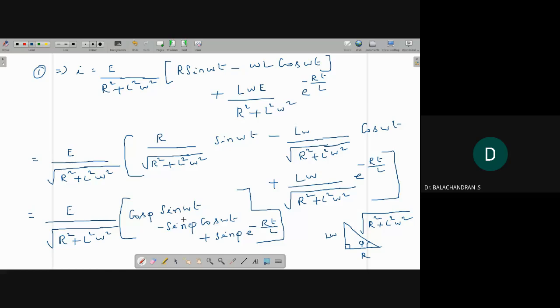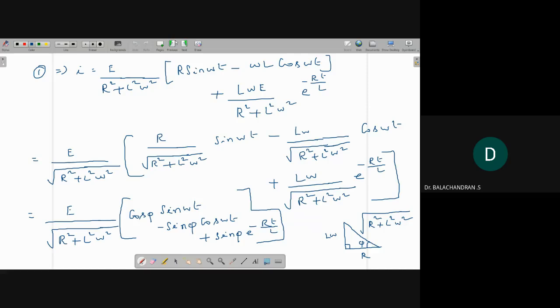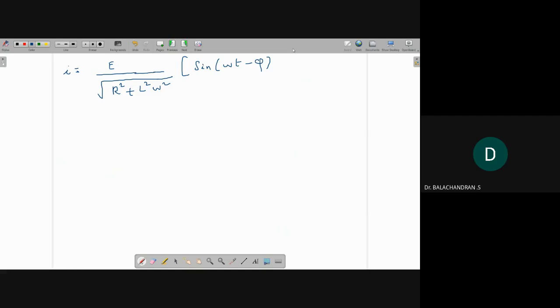I equal to E divided by root of R square plus L square omega square into sine of A minus B, where A is omega t, minus phi, plus sin phi into e power minus R t divided by L. I think this is enough. So this is a slightly simplified form. That's why I will write up to this step.